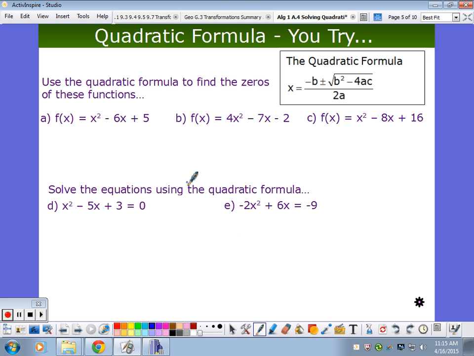So use the quadratic formula. First you set it equal to 0, because this is the equation we're trying to solve, especially when it comes to finding zeros. You can factor it, that's one way. You could graph it, that's another way. Or we're using the quadratic formula. So A equals, B equals, and C equals.